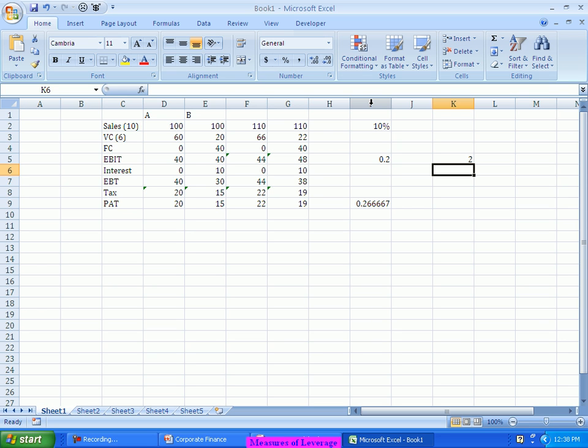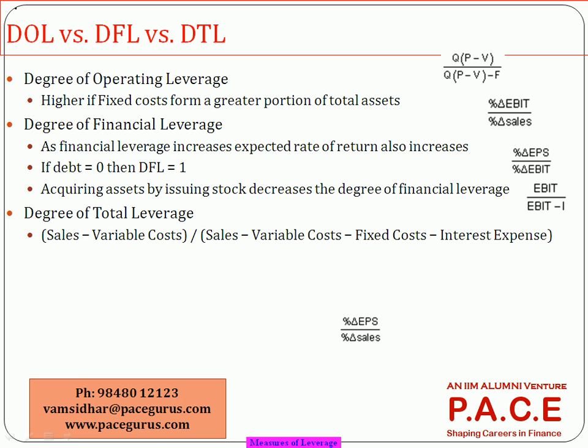Right? So if you look at the formula, percentage change in operating profit, EBIT, divided by the percentage change in sales. 20% change in EBIT divided by 10% change in sales is what we are calling the degree of operating leverage. So it will be higher if the fixed costs are much higher and lesser vice versa.